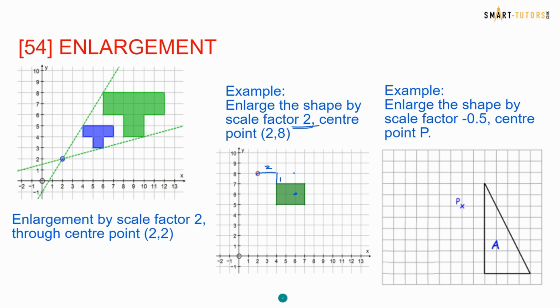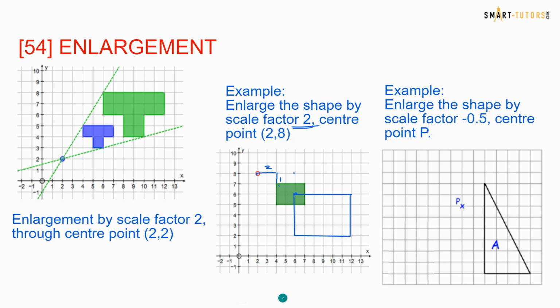Then the green shape is 3 units in length. So 3 times 2 is 6 units in length. So from here, 1, 2, 3, 4, 5, 6. And 2 times 2 is 4. So that is 2, 4 and 4.